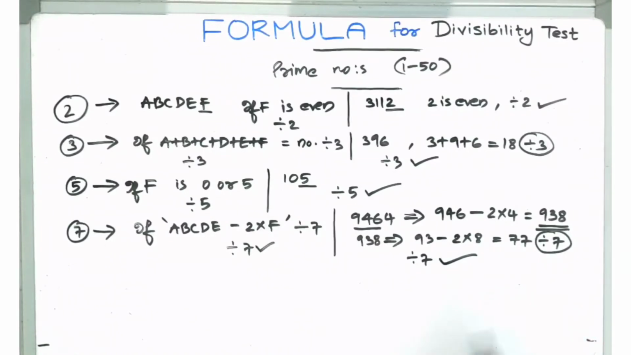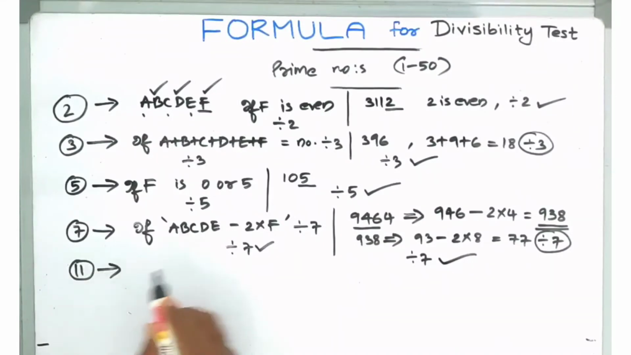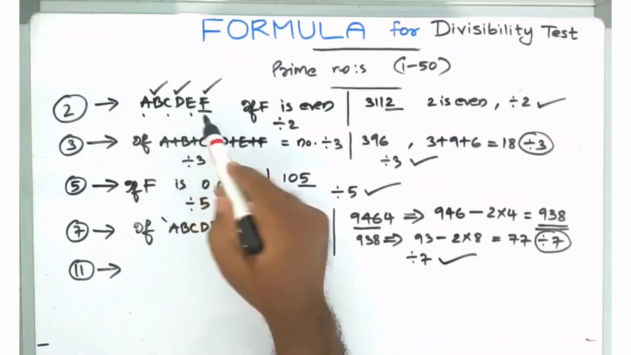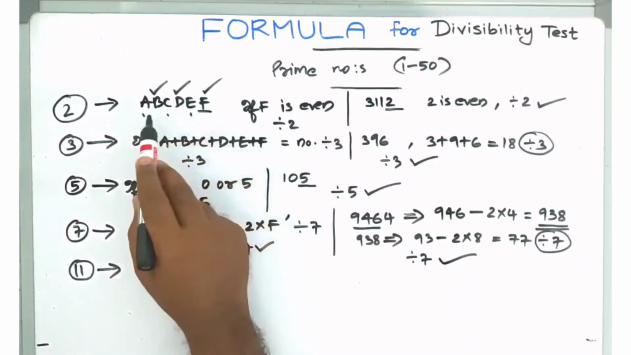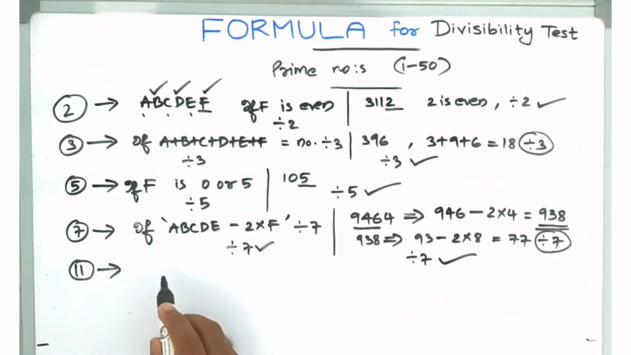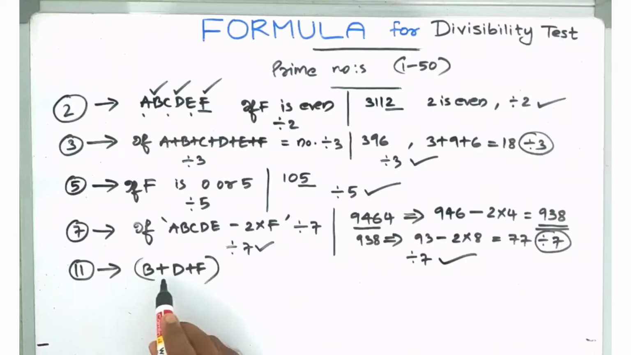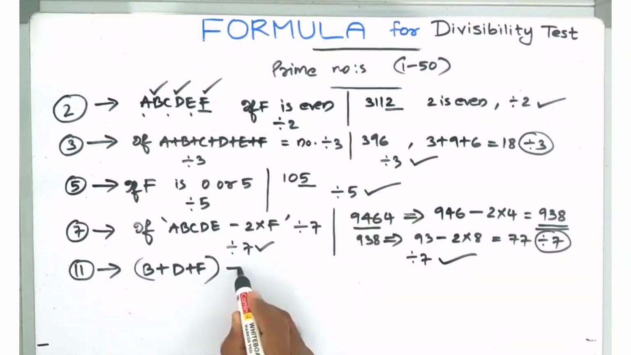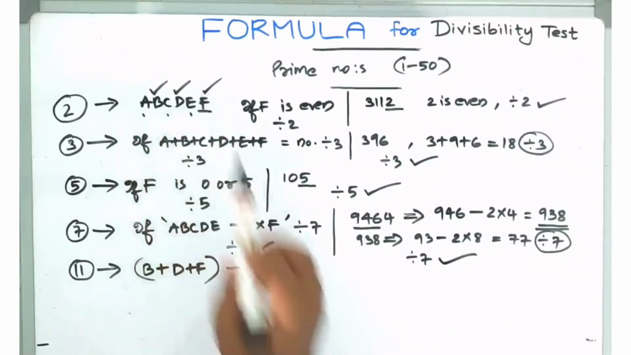All clear? Yes. Our next prime number is 11. We have to check whether this number is divisible by 11 or not. So first we have to consider the sum of all odd place digits in this number. That means B plus D plus F. Then this sum minus the sum of all even place digits, A plus C plus E.